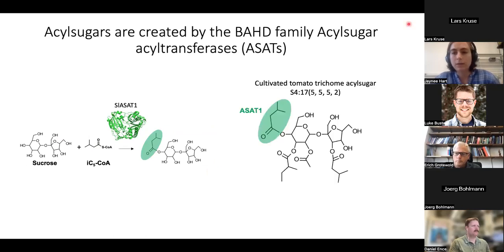And if you look at the cultivated tomato pathway, you can see that there's a whole team of ASATs that work together, where one ASAT adds one acyl chain to the sugar core to create the final acyl sugar that we observe.